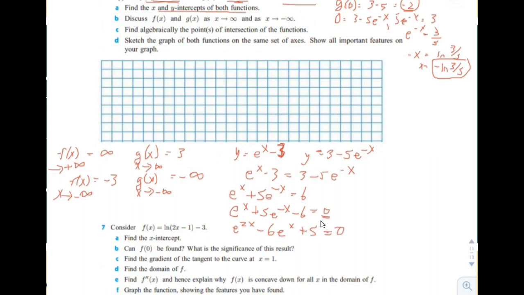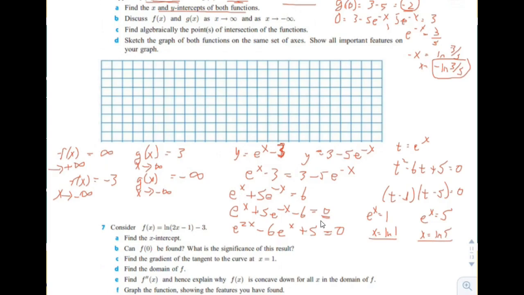Now we have a quadratic, basically. We can substitute t equals e to the x. If we do that, now we have t squared minus 6t plus 5. This can be factored. t minus 1 times t minus 5 equals 0. So the solutions are t equals 1 and t equals 5. What is t? e to the x equals 1, e to the x equals 5. So x is equal to natural log of 1, and x is equal to natural log of 5. Those are the two solutions.